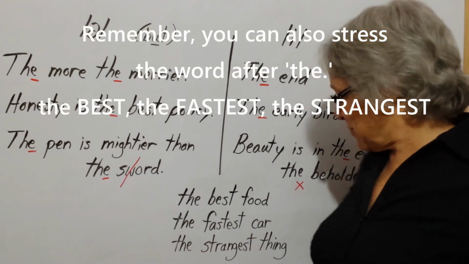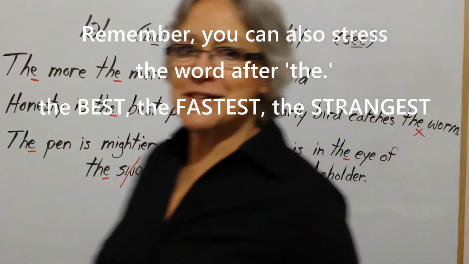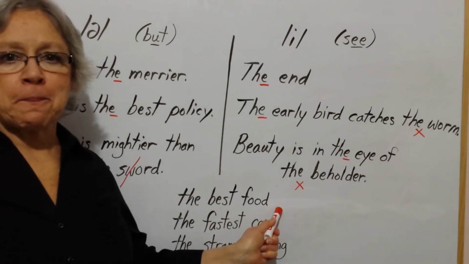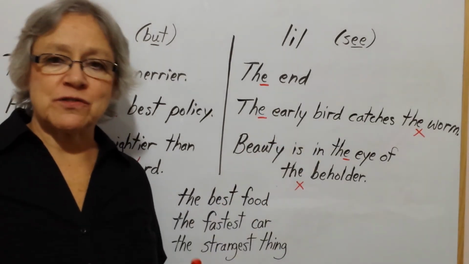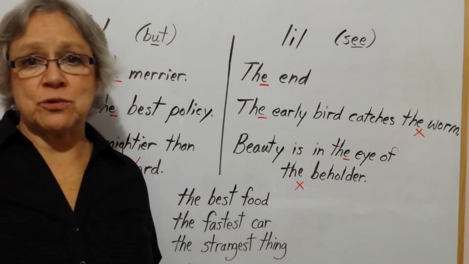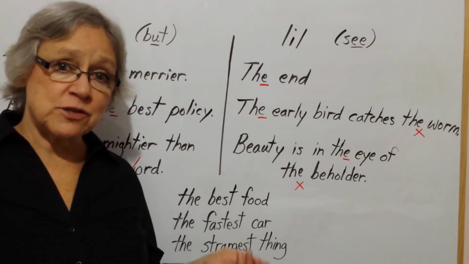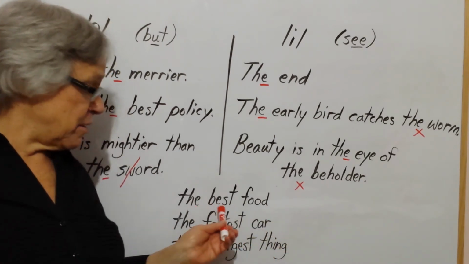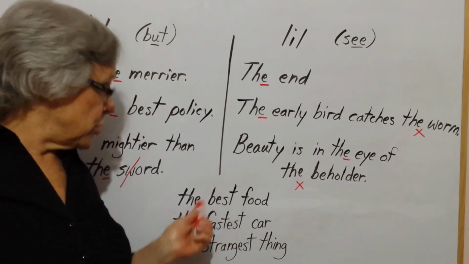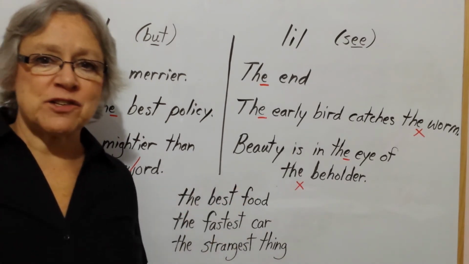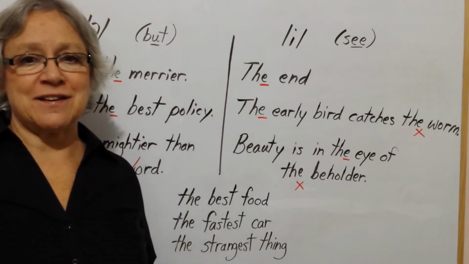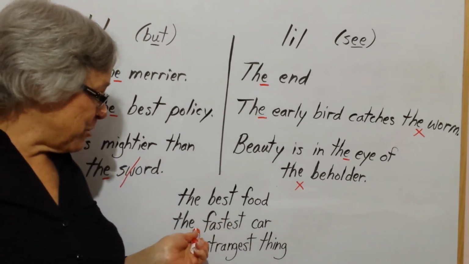Okay? So let's practice some sentences. I could just say, that restaurant serves the best food. Or, that is the best food I have ever eaten. The best. But if I really want to stress that idea, I would use the. That is the best food I have ever eaten. Okay? The same with fastest.